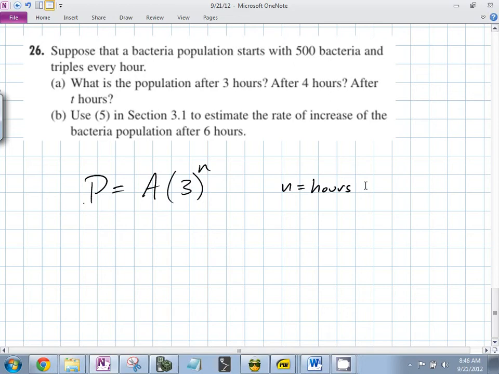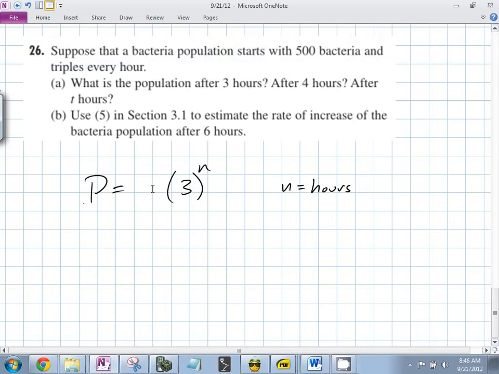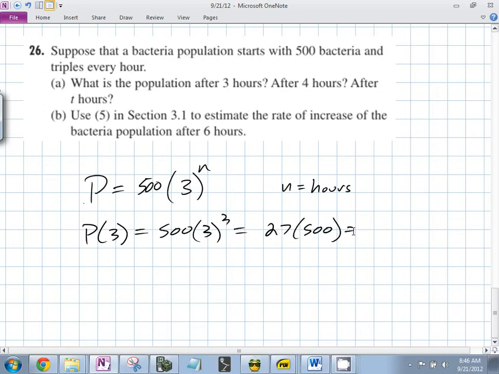What happens to the initial population? Instead of A, what could we write? A was the initial population, 500. Every hour, what happens to the initial population? It triples. There's your equation. What is the population after 3 hours? 500 times 3 to the 3rd. So that's going to be 27 times 500, which is what? Don't use your calculator to figure this out. 13,500. You don't need your calculator to multiply 27 by 500.